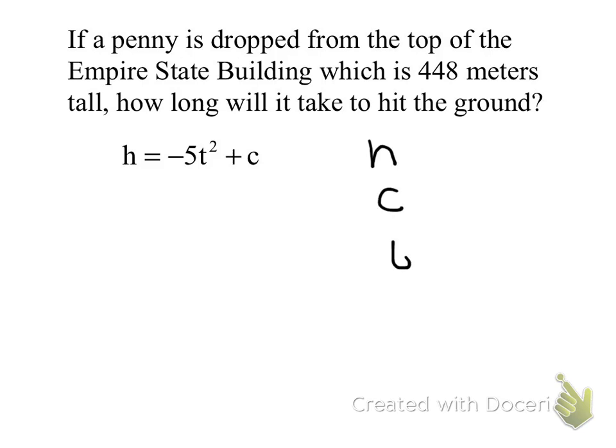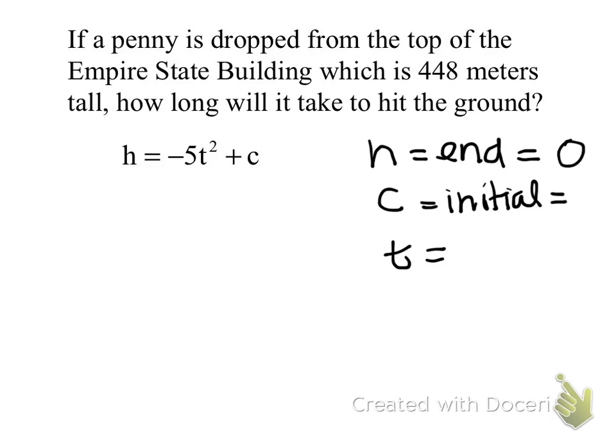we said there's an h, a c, and a t. What do these stand for? Wait, what did you say? What is the h? I said the H is the ending height, the C is the initial height. Okay, so what's the number for the end height? Yes. 0. It's going to be 0. What's the number for the initial drop height? Josh Plattner. 448. That's 448.